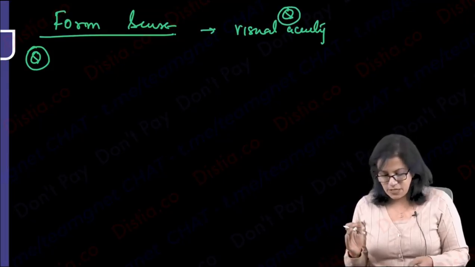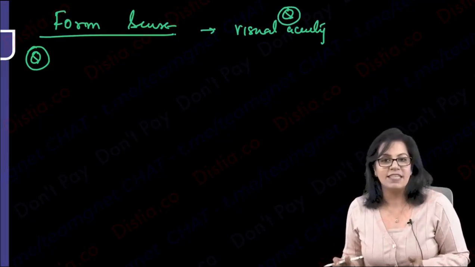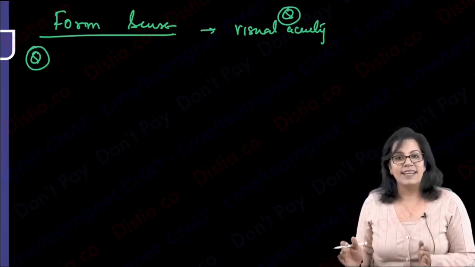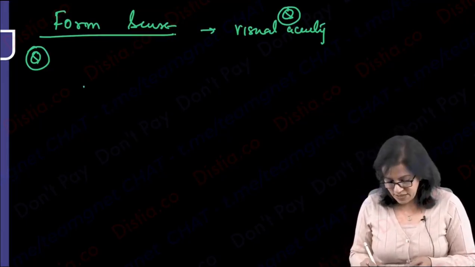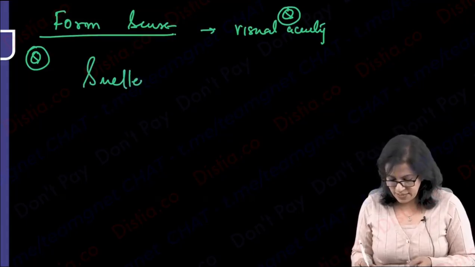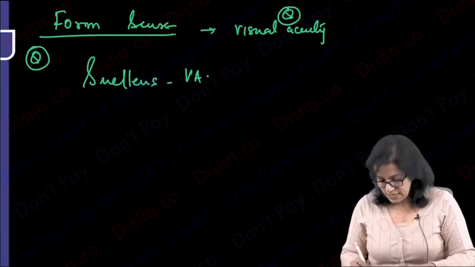Now, when you say visual acuity is a measure of form sense, how do you check that? We check it with a Snellen's visual acuity chart. First of all, let us talk about Snellen's chart.